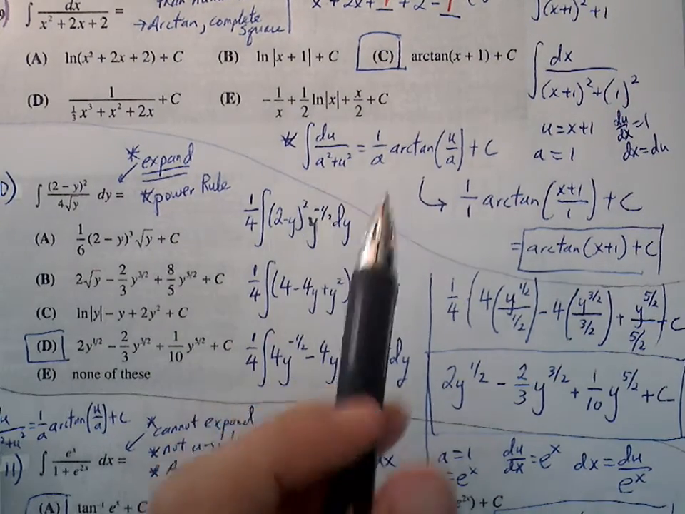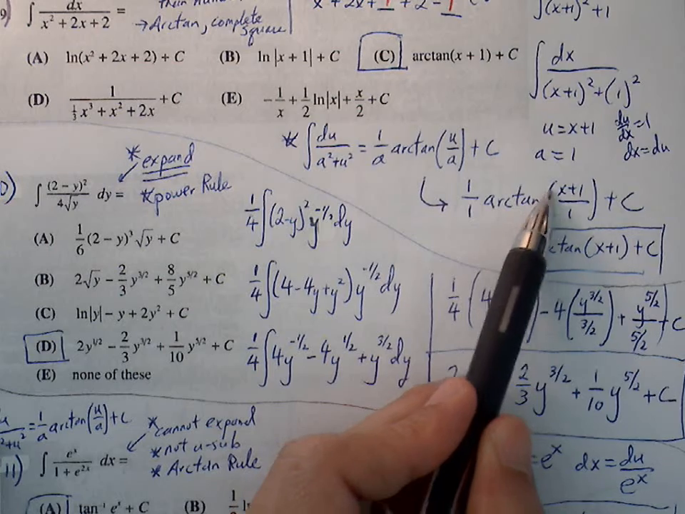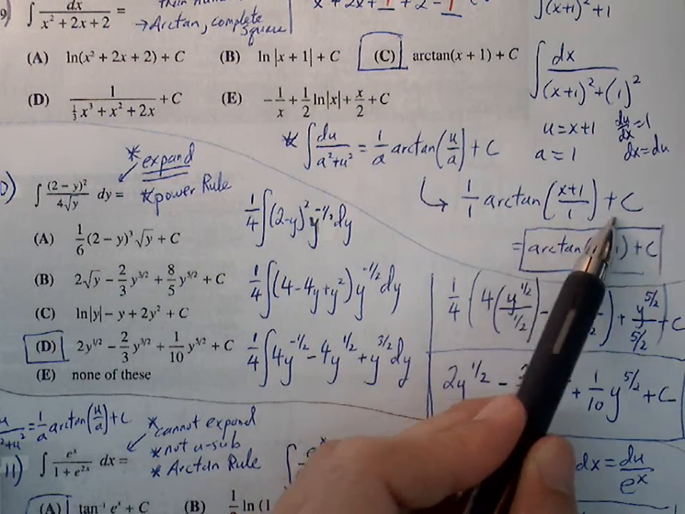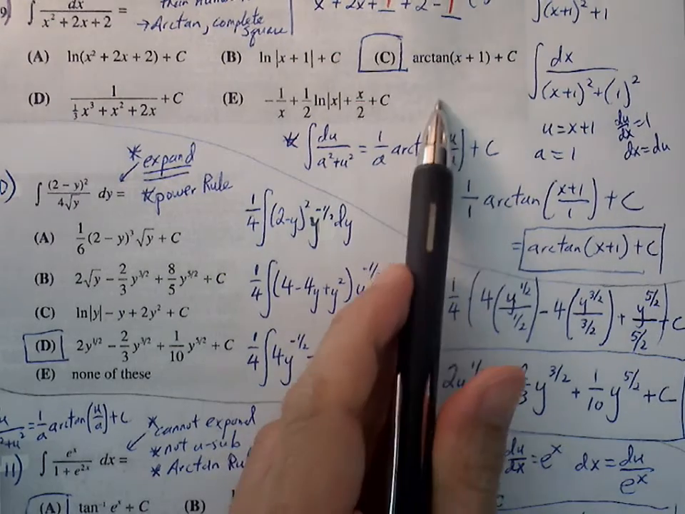So now we can follow the rule here. 1 over a, which is 1 over 1, arctangent of u over a, so x plus 1 over 1, plus c. Okay. Answer choice C.